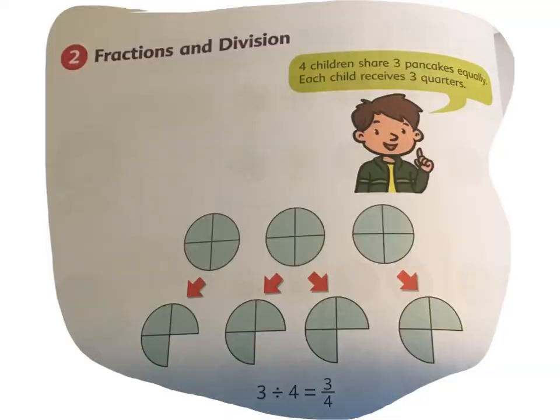All right, so if we are looking at fractions and division, and we have 3 pancakes and want to divide them equally among 4 people, what we would do with each pancake is cut it into fourths because there are 4 kids. Now we have 12 pieces. 12 pieces divided by 4 people is going to be 3. So each child receives 3 quarters or 3 fourths.